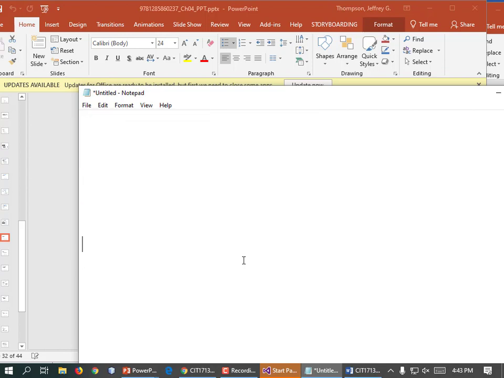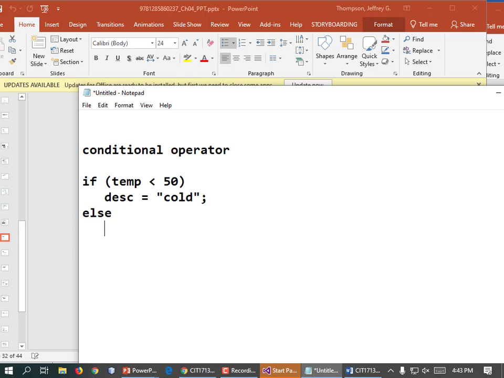Ternary operator's got three things. It's a conditional operator. Some languages have it, some don't. Works like this. What if you wanted to set something equal to cold if the temperature was less than 50 and warm otherwise? Like what if you had this? If temperature is less than 50, the description is equal to cold, else the description is equal to warm.